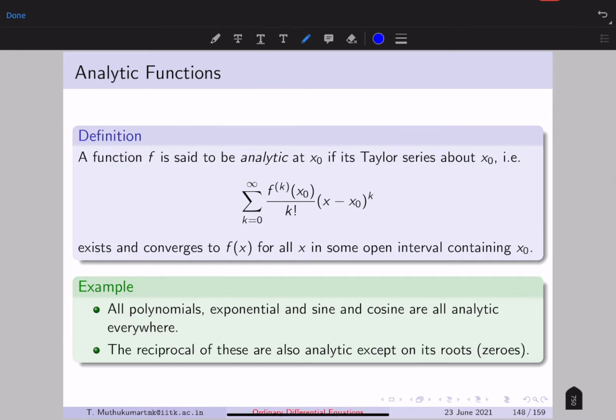Now the reciprocal of all these functions are also analytic except at their roots. These functions may vanish at some points, right? So except at those points where they vanish, at every other point the reciprocal of these functions is also analytic. These are all examples of analytic functions. I am sure you have seen this in the previous course. So this is just recalling what analytic functions are.